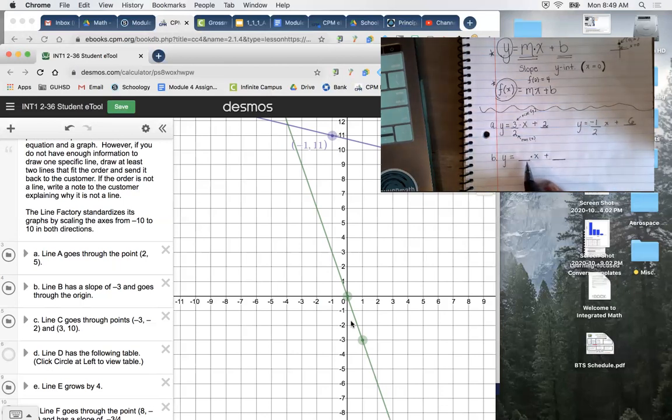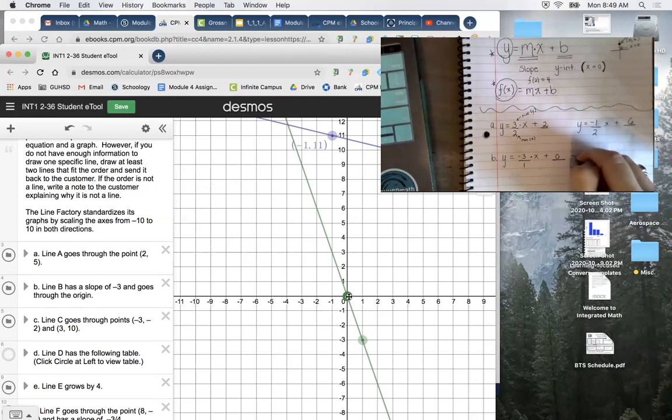Okay, my m is down 3 over 1, -3 over 1, which is just a slope of -3. Plus, my b is my y-intercept, which happens to be 0 here. So the equation of this line is actually just y equals -3x, because I don't have to put the +0.